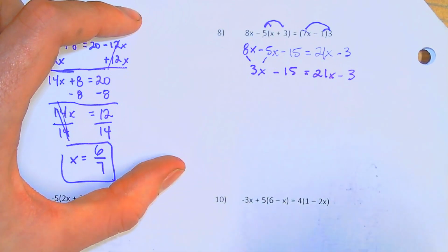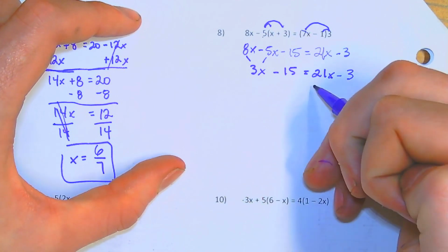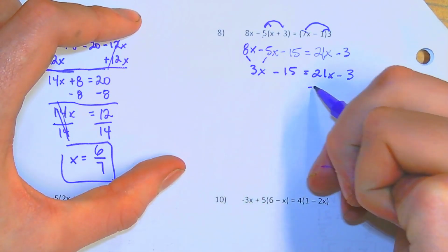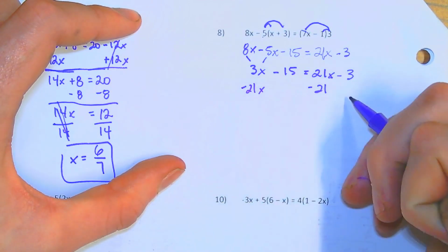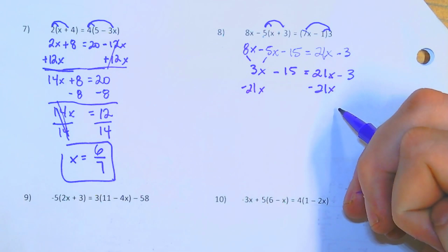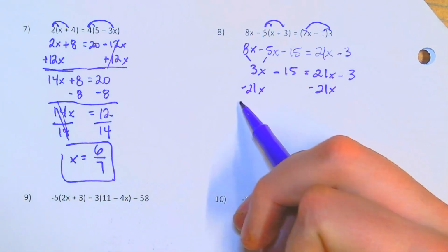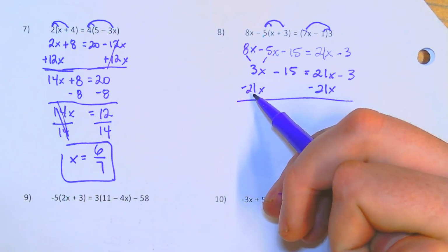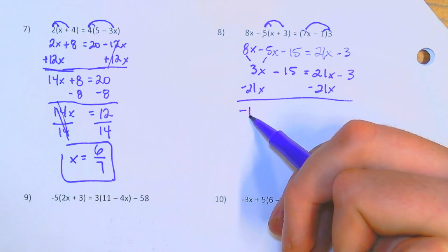My next step is to get all of my variables on the same side. Variables being your letters. To do that, I want to move my variables left. That's always the easiest step. So I'm going to minus 21 from both sides, or minus 21x, I should say. And when I do that, my 21 and my 21 should cancel. Okay. And I'm left with 3x minus 21x. Now, if you need to, use your calculator, but this is a negative 18x.